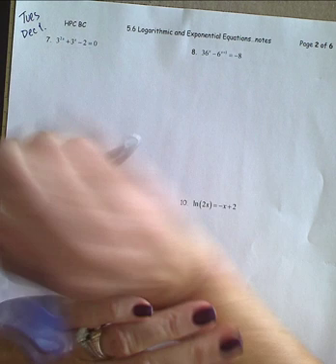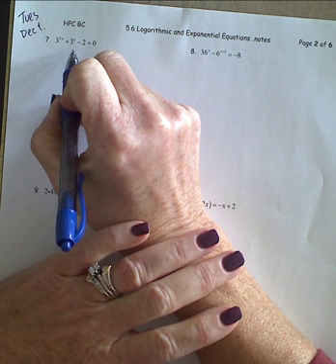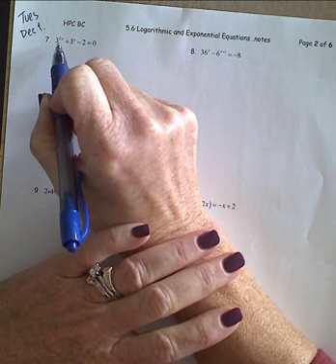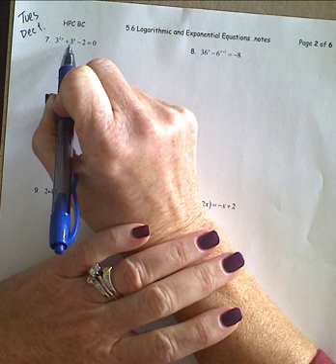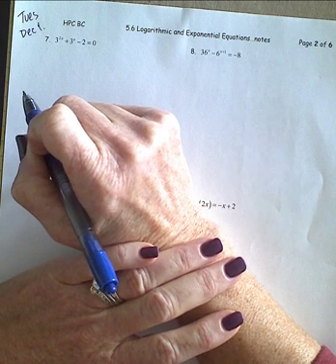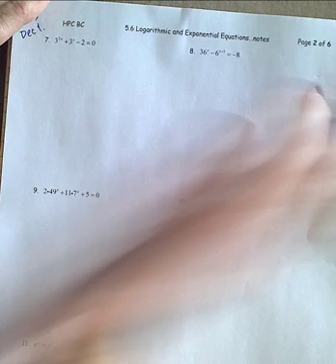Can you combine this 3 to the 2x and that 3 to the x? It would be saying something like x to the 4th plus an x to the 2nd. No, you cannot combine those. So we're kind of in trouble. We can do a little bit of rewriting. You may not see this right away, but that's all right.